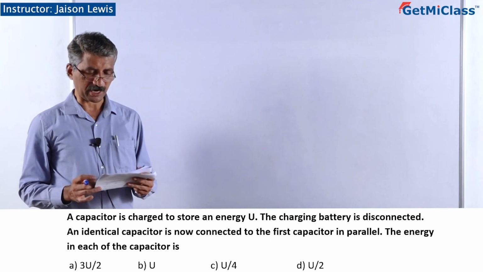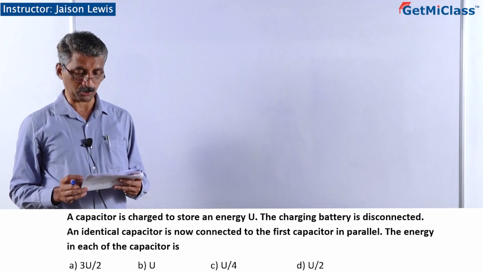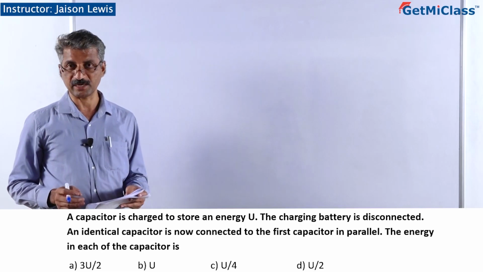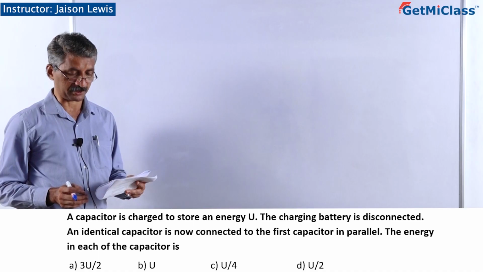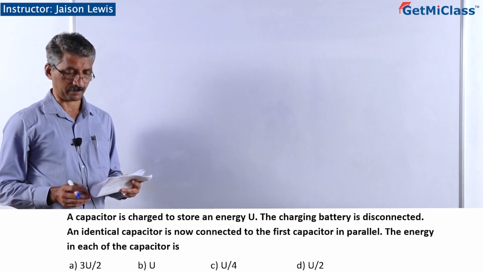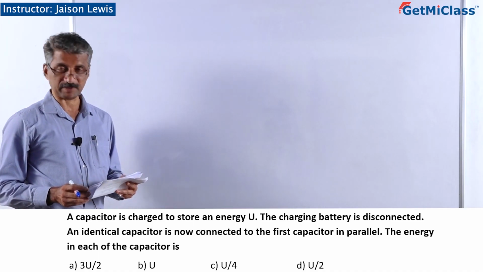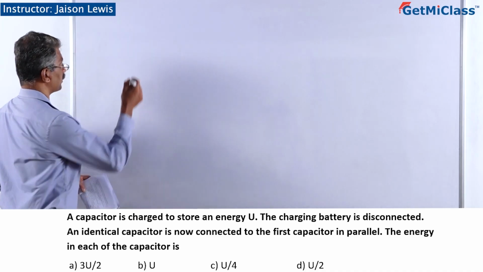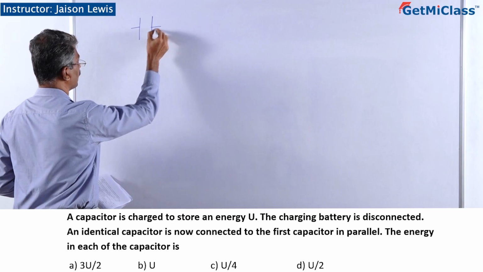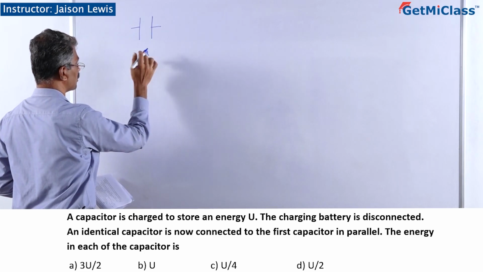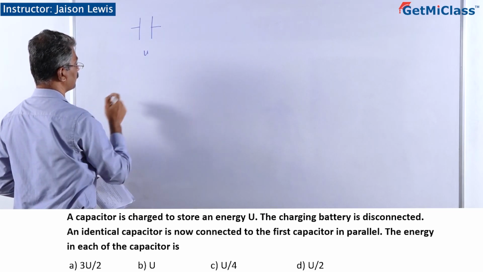A capacitor is charged to store energy U. The charging battery is disconnected. An identical capacitor is now connected to the first capacitor in parallel. What is the energy in each of the capacitors? So there is a capacitor which is charged such that it has energy U. So U is the energy available in the capacitor.